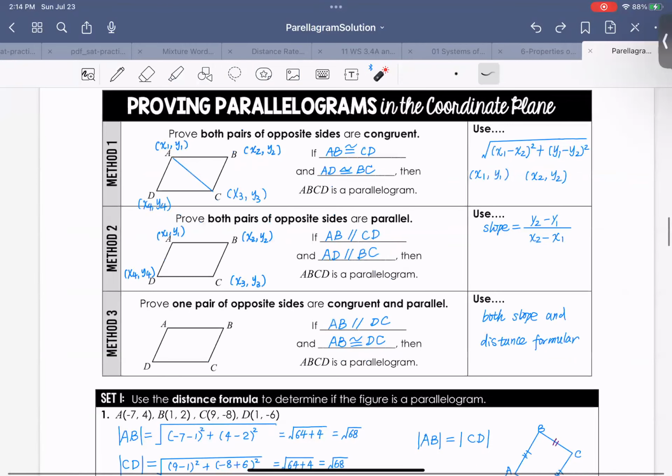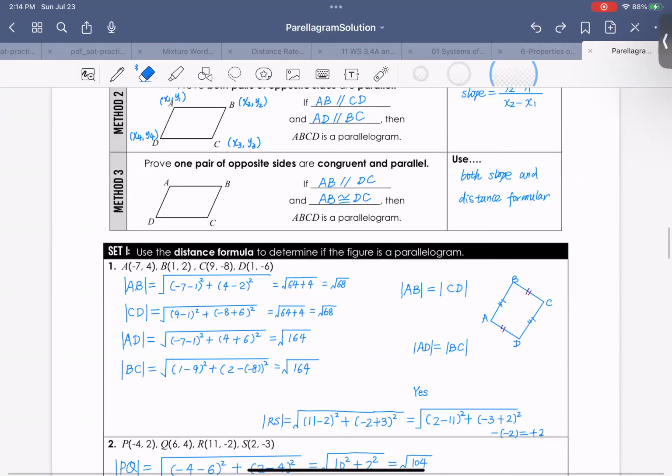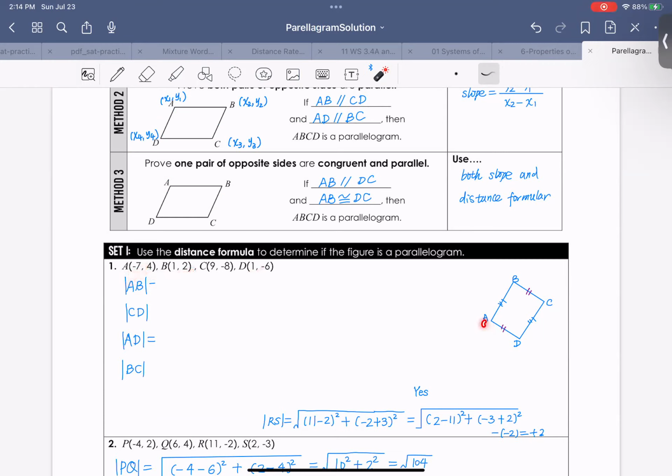Now we are going to do this. You will be given a question like this. First, you want to draw a quadrilateral. You don't know if this quadrilateral is a parallelogram or not. You put your 4 points A, B, C, D, and then you want to calculate the distance.